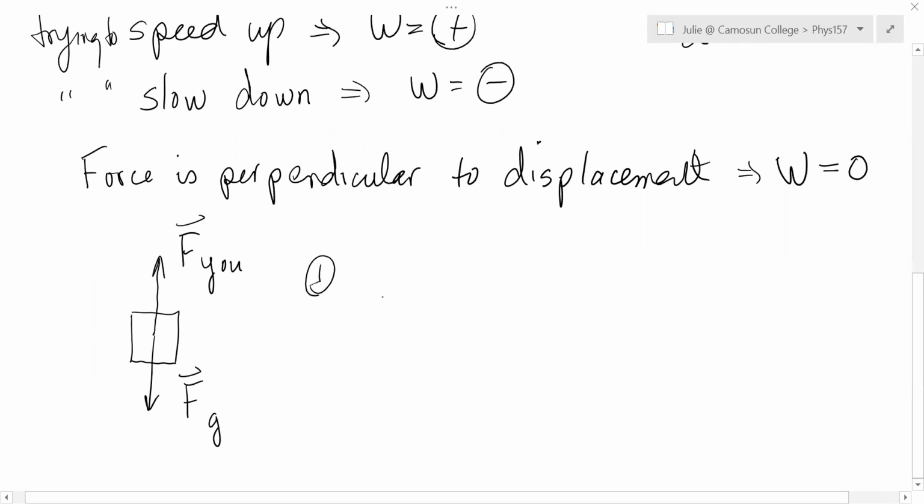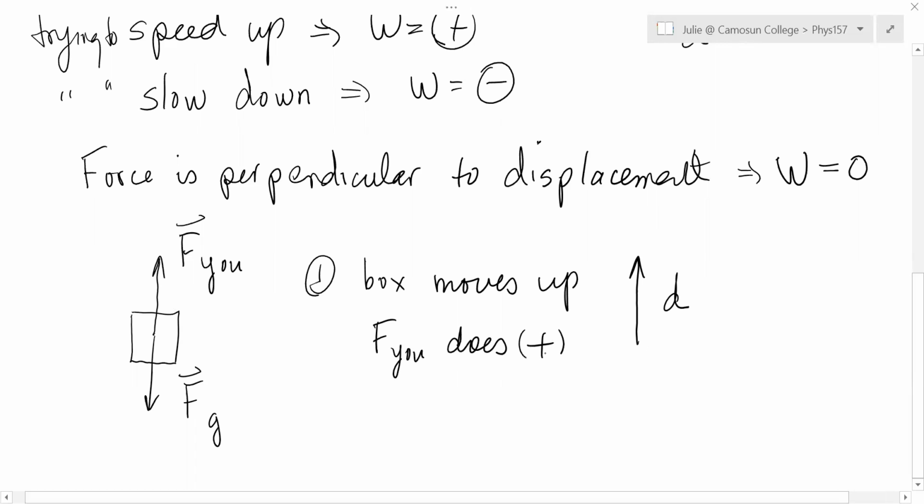So case 1, let's say the box moves up. Okay, so the displacement is up. Now, which of those forces is trying to speed it up and which is trying to slow it down? If it's moving up and you pull up, well, clearly that's going to try to speed it up. So F up does positive work because they're in the same direction and it's trying to speed it up. The force of gravity does negative work.